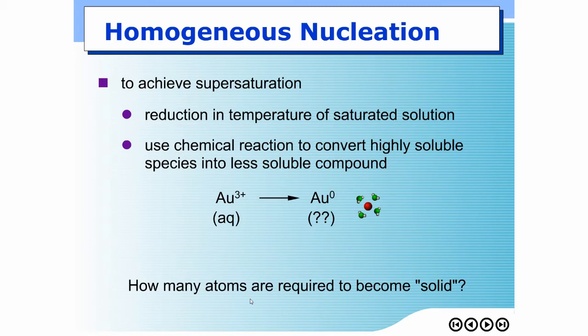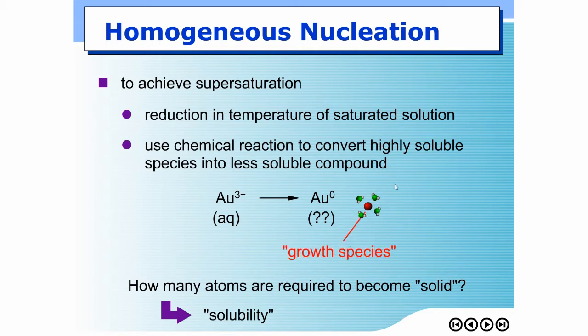So how many atoms are required for gold 0 to become solid? 2, 3, or the number of atoms required for one single lattice? That's not an exact number that can be argued, right? The answer is that the number of atoms is supposed to be the same as the solubility. As long as I have the number of atoms equal to the solubility or exceeding the solubility, then the solid will be formed, right?